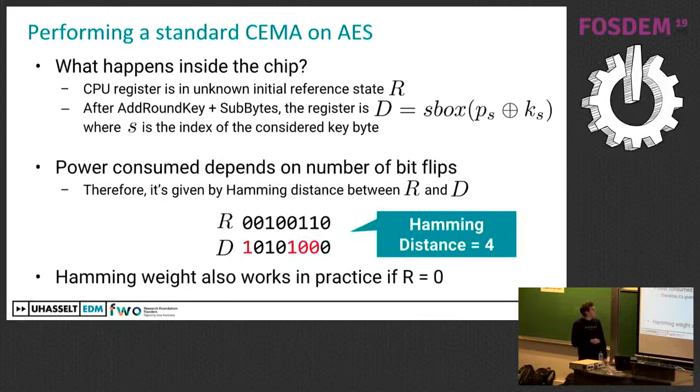Okay, and then we have some power consumed, and this will depend on the number of bit flips. One way to calculate that is just to take the Hamming distance between R and D. For example, if R is equal to this value, we have D equal to that value, then we just take the Hamming distance, we XOR them together, and then we get Hamming distance equals 4 because we have 4 bit flips. Now, in practice, you often have R equal to 0 because the registers are initialized to 0, so then you can use a Hamming weight, which is just a complicated word for counting the number of ones in a byte.